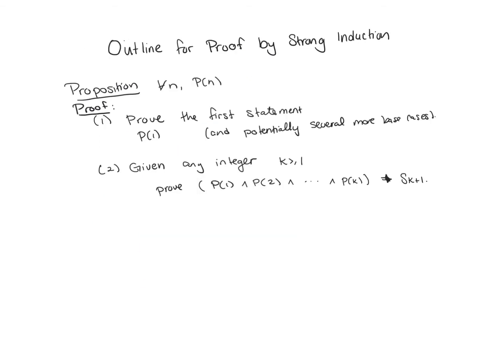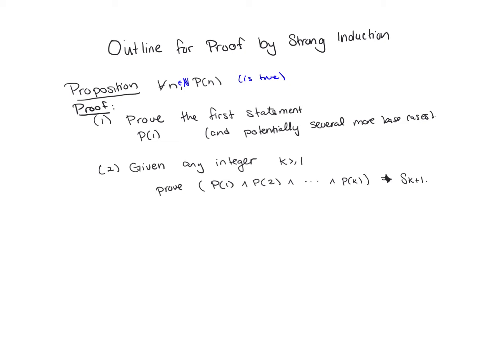So let's look at this outline for a proof by strong induction. So we're still going to be proving a statement of the form, for all n in the set of natural numbers, some P(n) is true. I don't really need to say "is true," but I can. So I'm trying to show some statement P(n) is true for all n in the natural numbers.